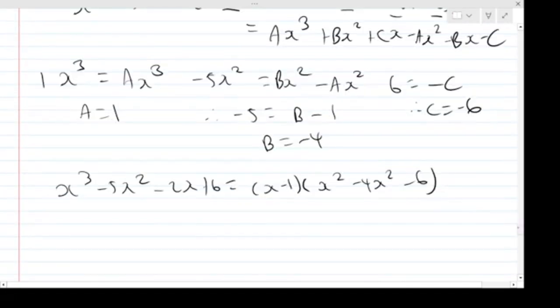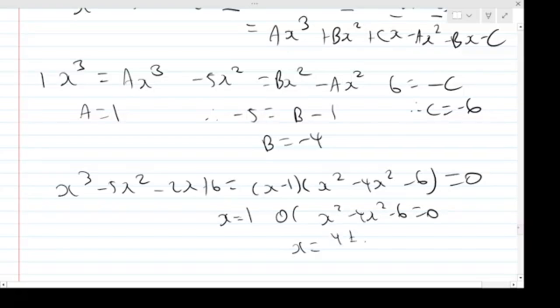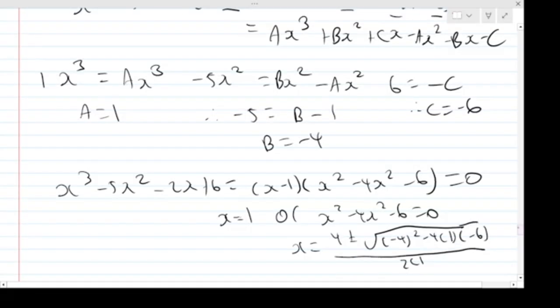So remember, this will then be equal to 0, right? Well then we say bracket equals 0, so that means x is 1, or for the other part, x squared minus 4x minus 6 equals 0, but that I can solve by the formula. So then x would be minus minus 4, which is plus 4, plus or minus the square root of minus 4 all squared, minus 4 lots of a, which is 1, times c, minus 6, over 2a, which is 2 times 1.